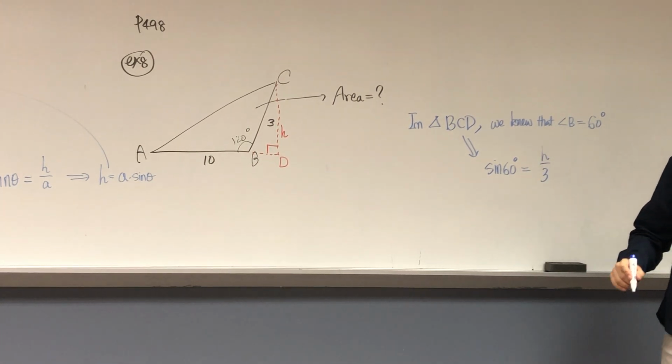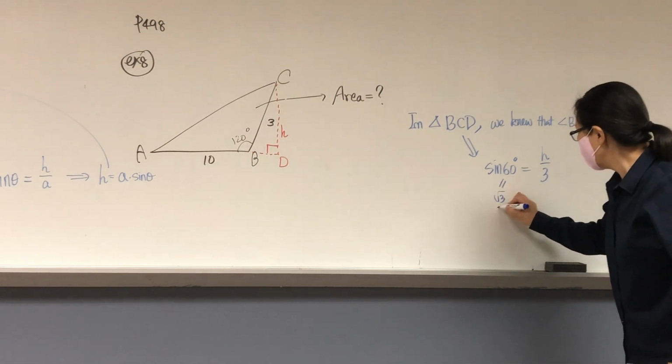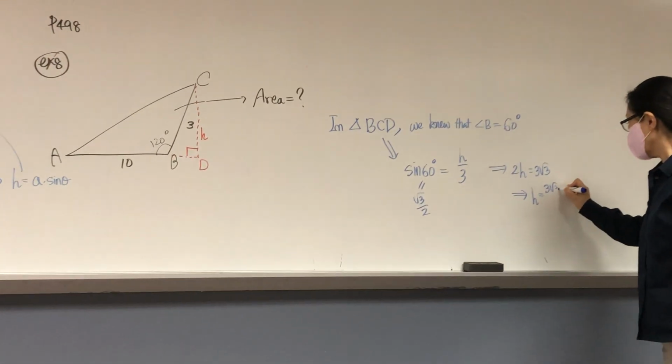But why is it sine? Just a minute. Sine 60, what is sine 60? Root 3 over 2. Yep. So the 2h equal to 3 square root of 3. So what is H? 3 square root of 3 over 2.